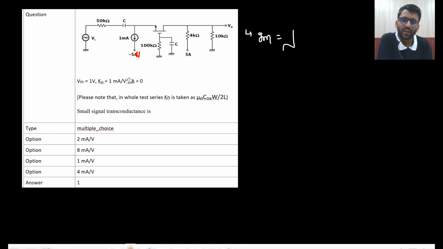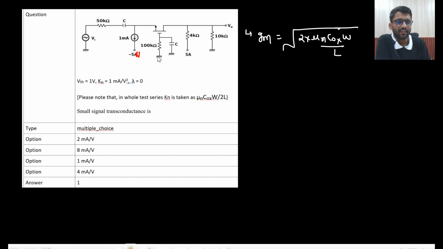So for GM value, you are already having mu n Cox W by L value. So 2 into mu n Cox W by L. Now you need ID value. Tell me what will be the ID? What will be the current in the MOS? 1 milliampere only, no? Because this 1 milliampere will be flowing from here as well. This cap will be open circuited, this cap will be open circuited. So 1 milliampere will be flowing from here as well. So this is the current.